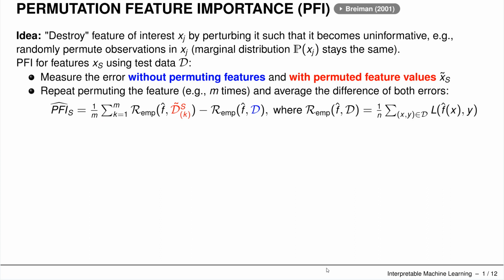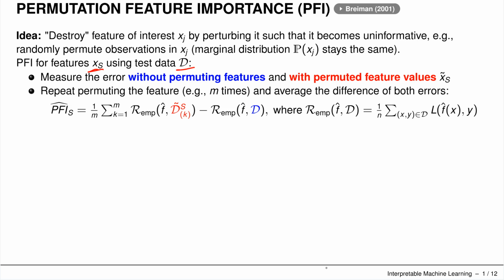The idea is to destroy a feature of interest x_j by perturbing it in such a way that it becomes uninformative. So for example, we randomly permute all observations in feature x_j, but then the marginal distribution stays the same. In more detail, the PFI for features x_S, where S is a set of features, but for now assume that this is just a single feature, and we use test data D.